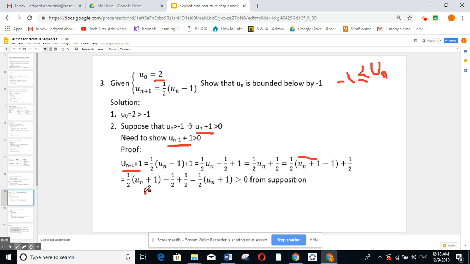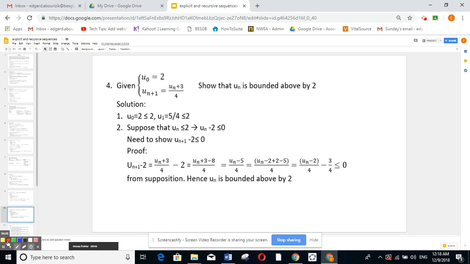Here it's positive. Well, half times minus 1 is minus half. And I have plus half outside, they cancel out. I have this one, what remains. So here, as you can see, from the supposition, it is bigger than 0. So I have proved what I want. So I have proved, in other words, that un is bounded below by minus 1.